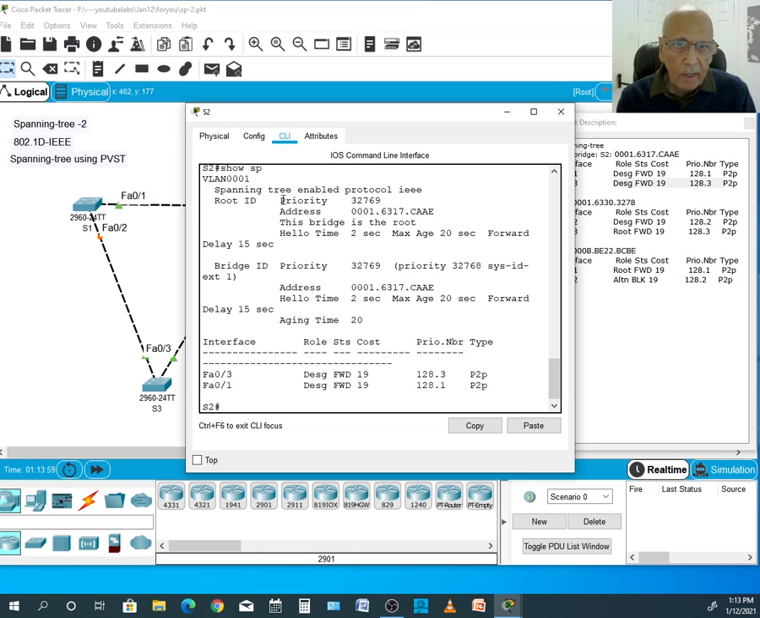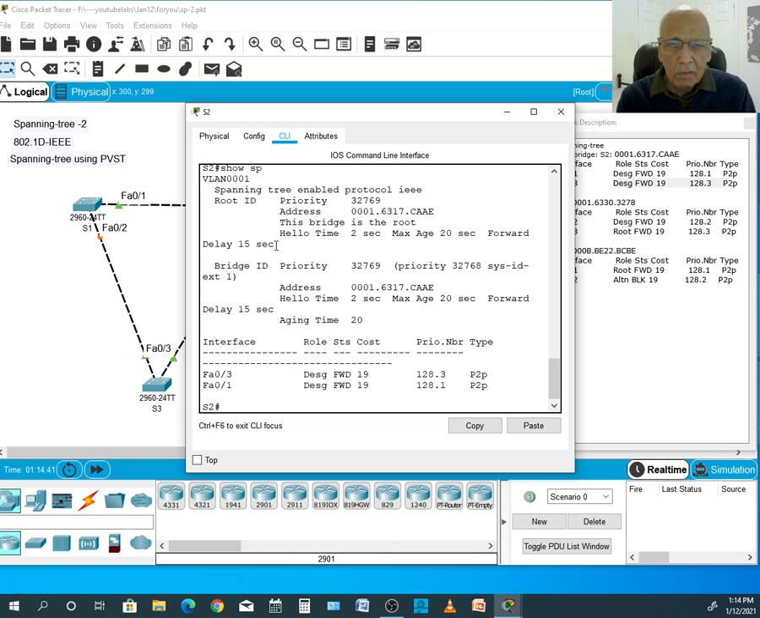Its priority is 32,769. This is based on the rule 32,768, the default, plus, in PVST or in Cisco, they add 1 because of the VLAN. This is in VLAN 1. So that is called a system ID extension of 1. So the bridge ID is equal to the priority plus the system ID extension, that means the VLAN. For example, if I am in VLAN 10, this bridge ID will be 32,768 plus 10.